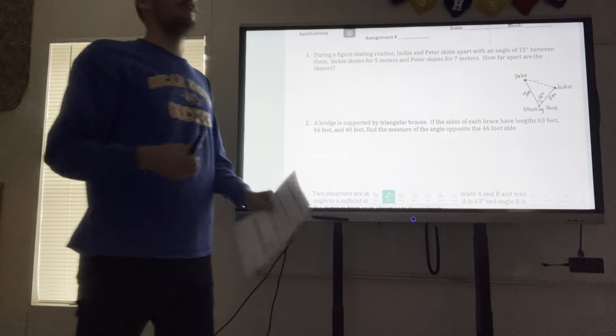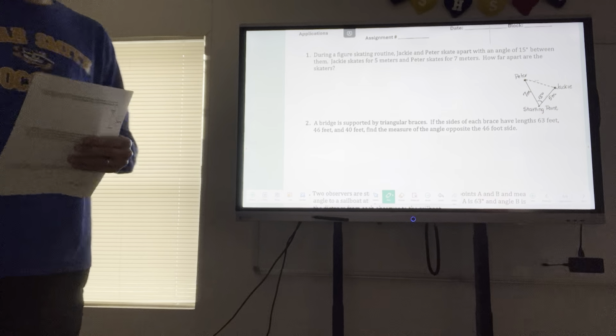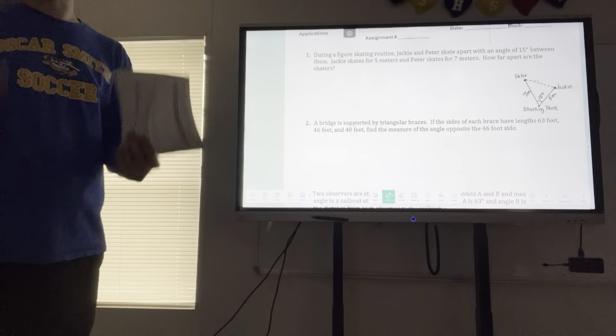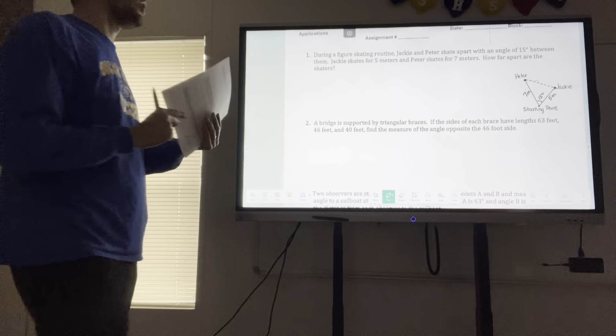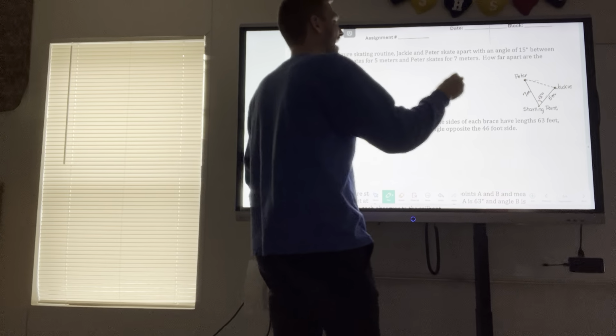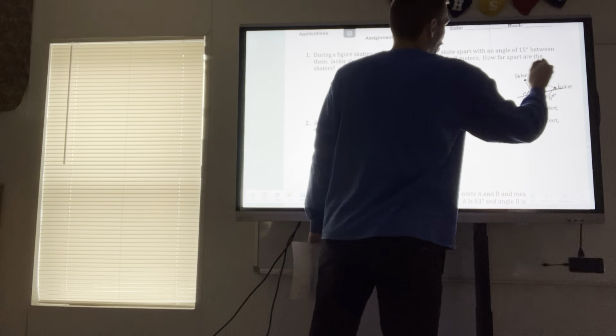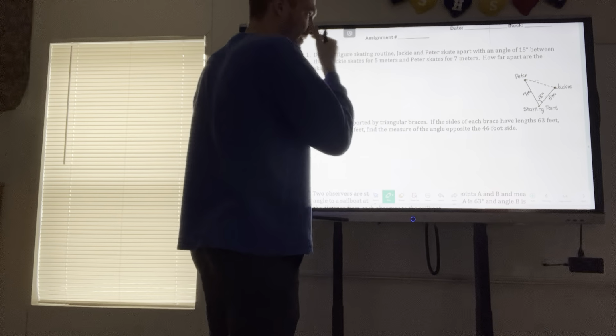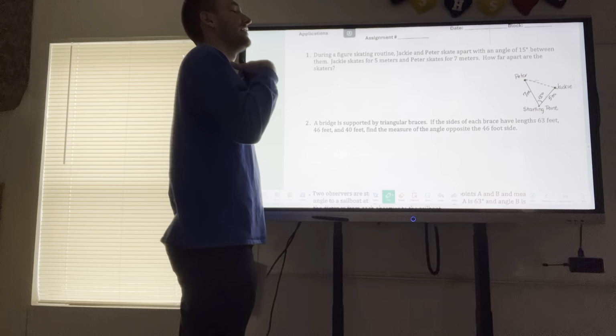How are we gonna approach this? Is it a law of sines? Is it a law of cosines? Is it an area? It's definitely not an area. Law of sines or law of cosines? Do we have any matches? No, no, no. Which means it's time for law of cosines. And we're looking for a side.